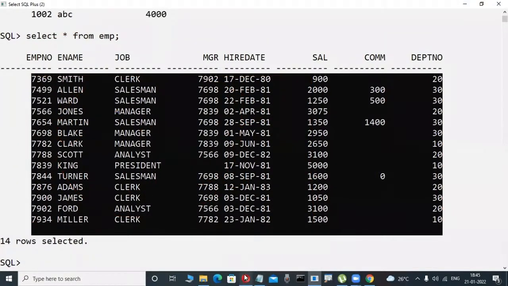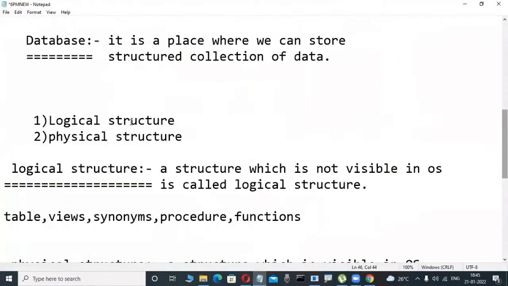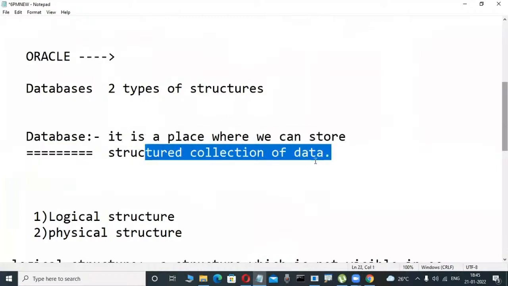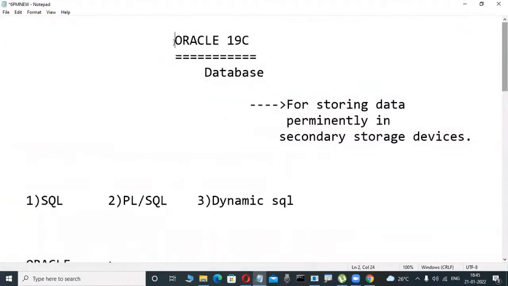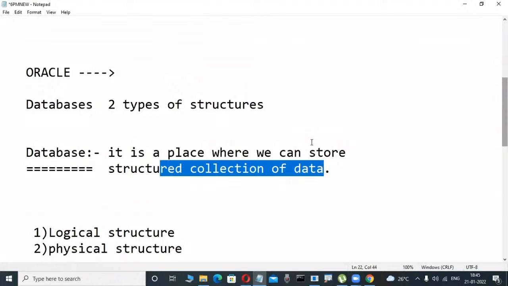That's why, if you refer to books or type what is a database into Google, two definitions are there, but most developers write that it is a place where we can store a structured collection of data. Understood? Oracle is a product from Oracle Corporation. In our course we are learning the 19c version only. This is a database product. If anybody asks what a database is, as a developer we say it is a place where we can store a structured collection of data. That is the logical side.